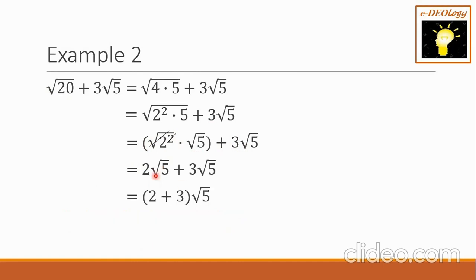It means we can now apply our rule in addition of like radicals. So we will add the numerical coefficients 2 plus 3. Then we copy the common radical, the square root of 5. So simplifying further, the 2 plus 3 becomes 5. And then this square root of 5 is affixed again. So this is our final answer, 5 square root of 5.